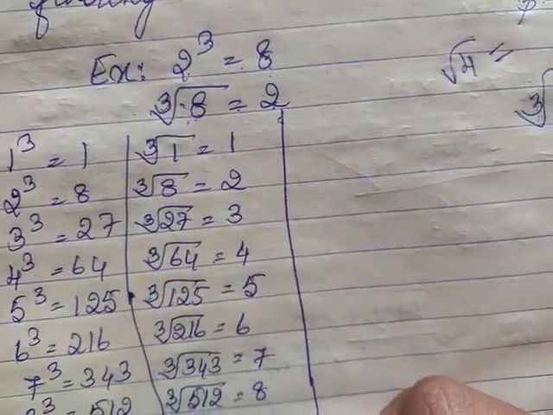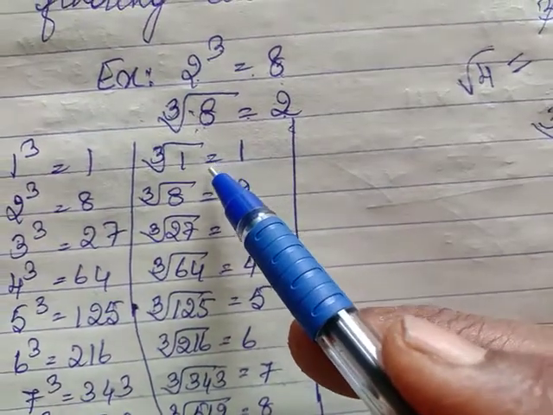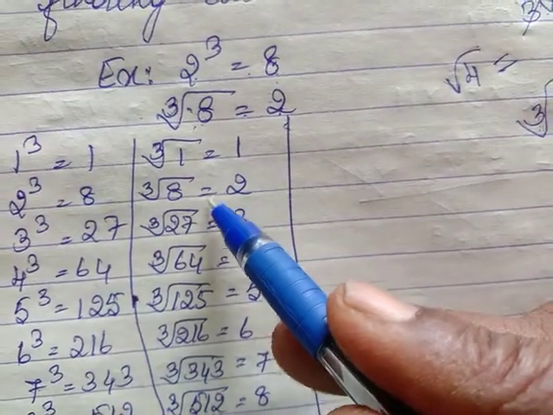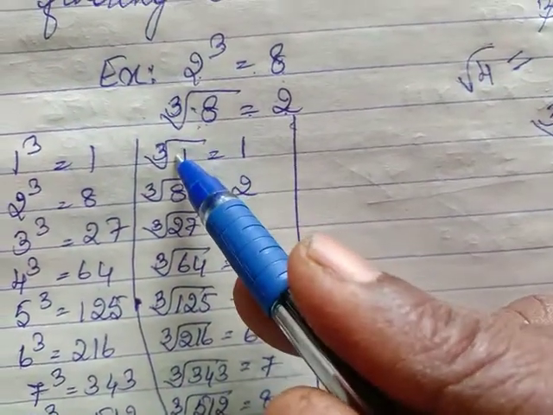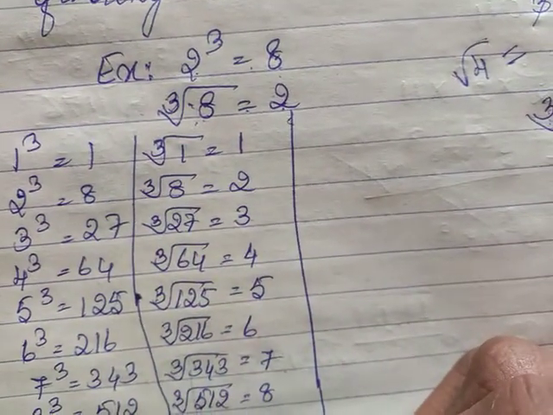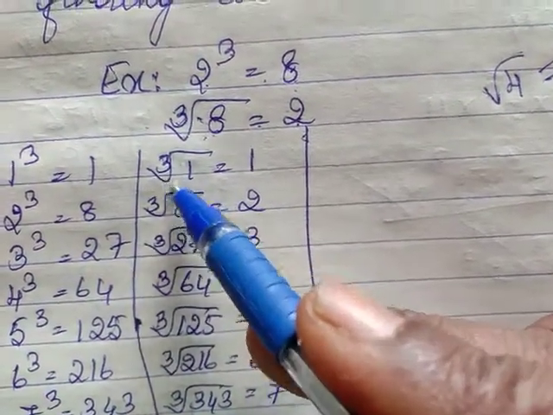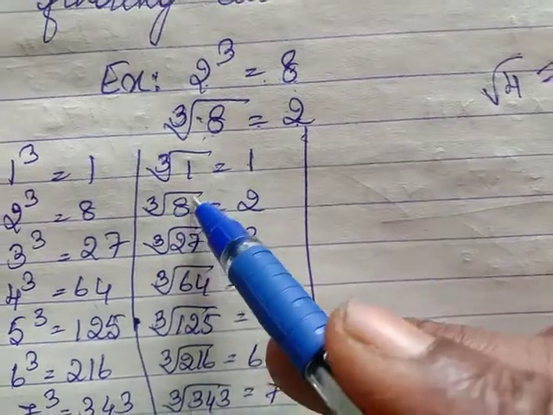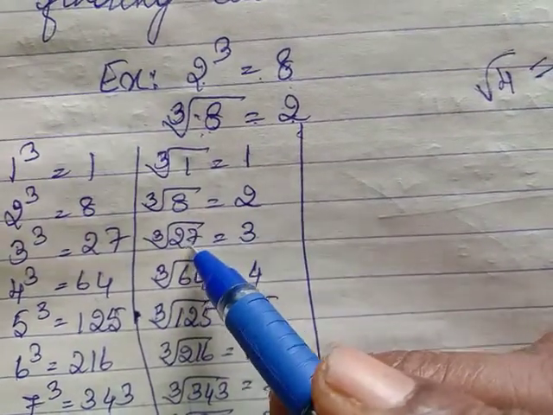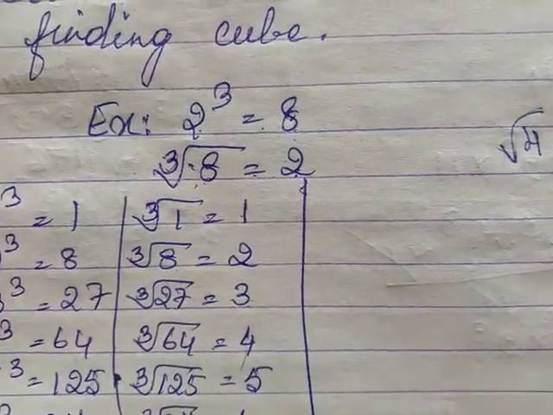So this is what I have given here. These are the cubic numbers, and the inverse operation of cubes is nothing but cube roots. These are all cube root numbers. Cube root of 1 is 1. Cube root of 8 is 2. Cube root of 27 is 3. Like that.